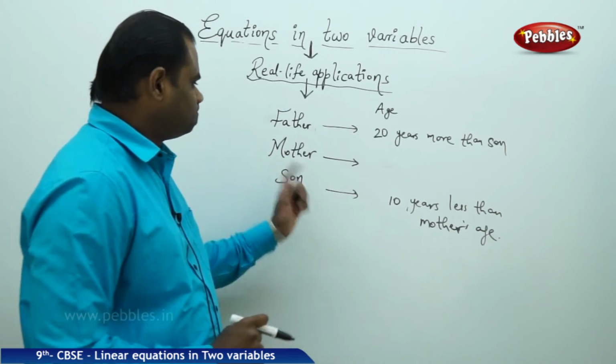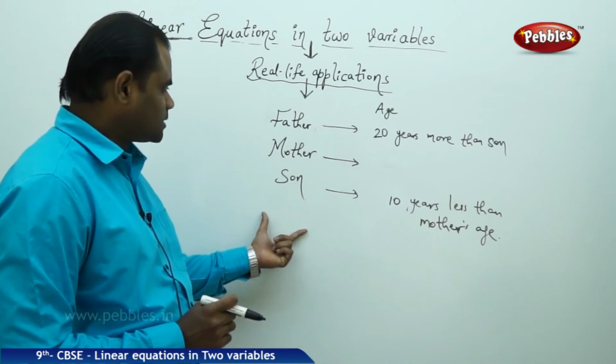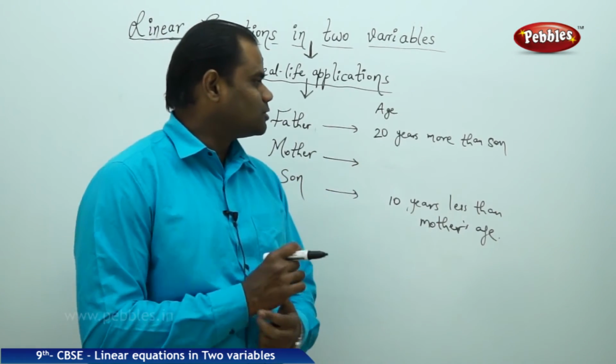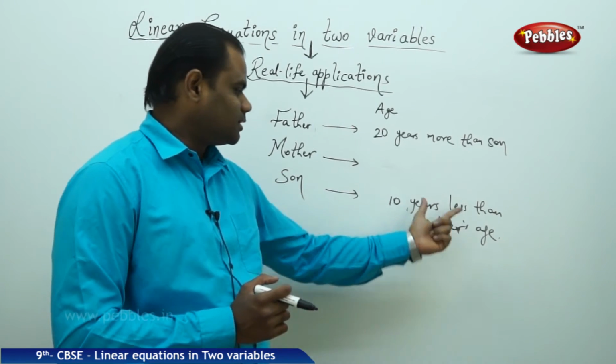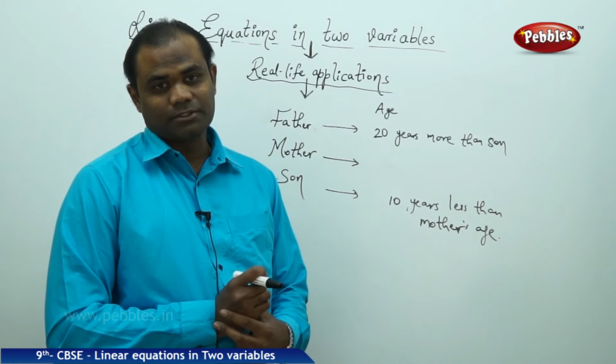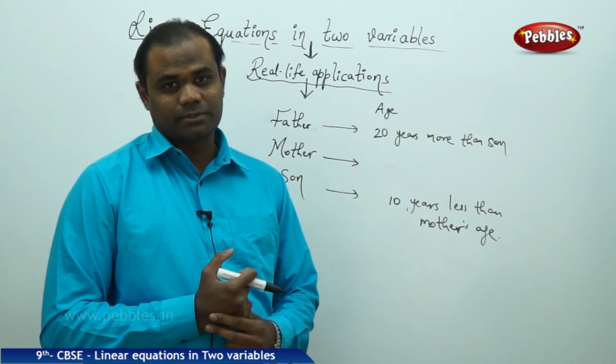So here I have the condition in the family. There's a father, mother and son, where father's age is 12 years more than son's age and son's age is 10 years less than the mother's age. So let's see how we can connect this with linear equations.